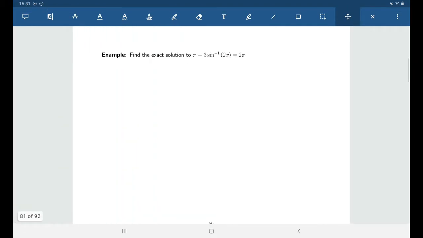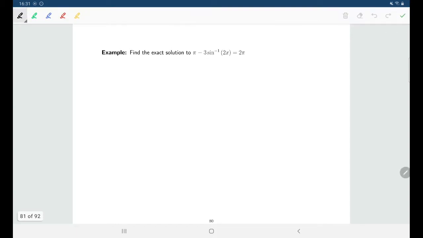Let's do another one here. One thing I'm going to do just to make my life a little bit easier, I'm going to first start off with a little substitution. Notice I've got sine inverse of 2x. I'd like it to just be something like sine inverse of u. So that's what I'll do. I'm going to replace the 2x with u. So I would have pi minus 3 sine inverse of u equals 2 pi. And now I'll bring the pi to the other side.